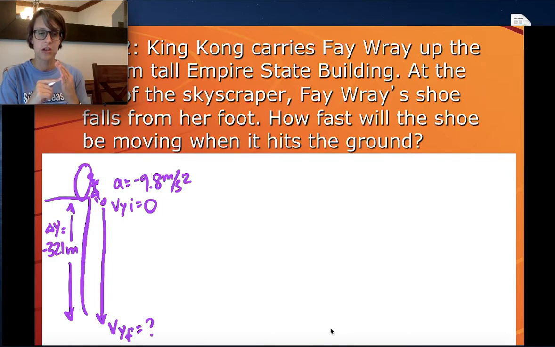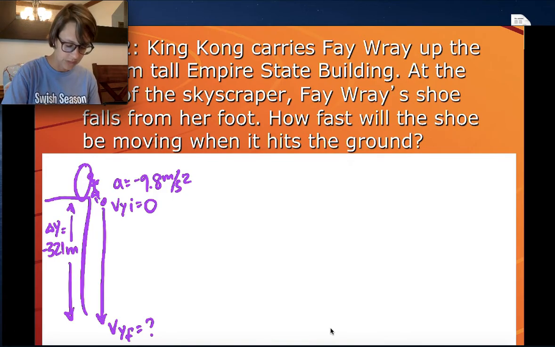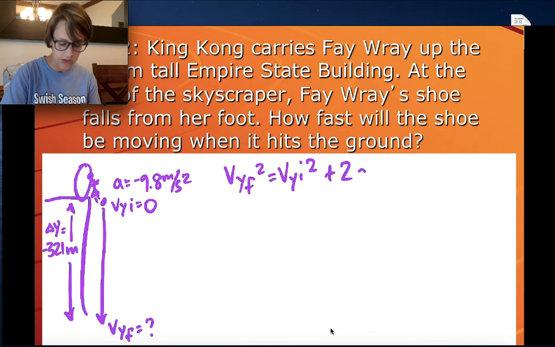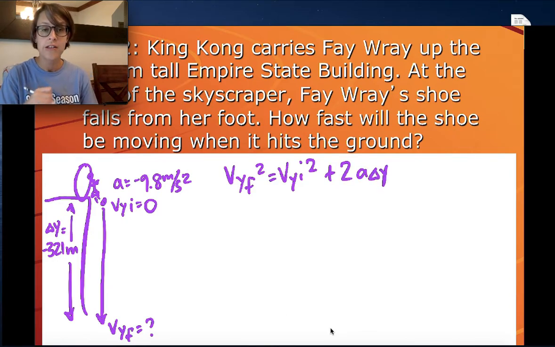Okay, so now I have my 3 givens. I have my 4th unknown. Which variable is missing here? I don't have a time. So which equation is the only equation that doesn't have time? Take a look at your list. And hopefully you're choosing the one that says VYF squared equals VYI squared plus 2a delta y. All other equations have a time, so we don't want to use them because we don't know the time and we don't care about the time. We don't want to have extra variables in our math that makes it significantly harder.